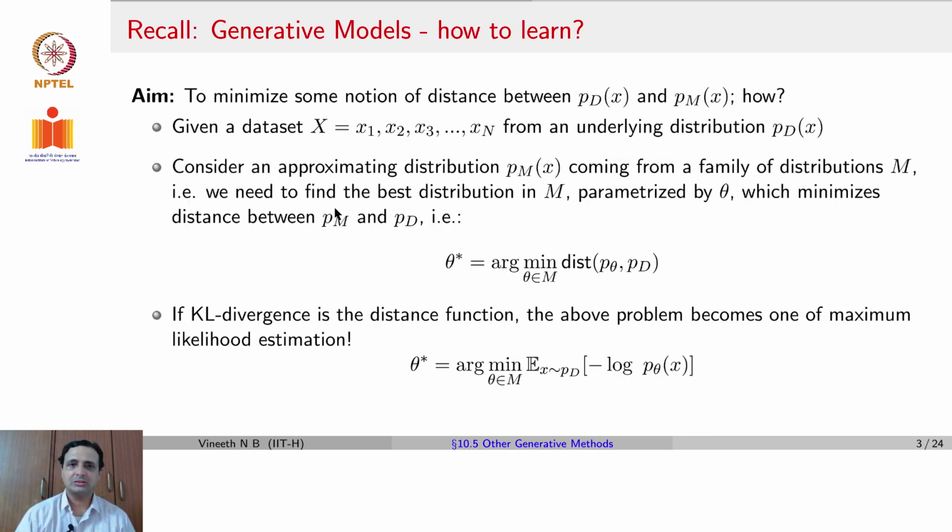Recall that in the first lecture for this week, we asked this question: if we had a data set of n data points coming from an underlying distribution p_D of x, we wanted to find a theta belonging to a family of distributions M in such a way that the distance between p theta and p_D is minimized by that choice of parameterization in M. And we also noted at that time that if the distance here was replaced by KL divergence, this turns out to become a maximum likelihood estimation problem, or minimizing the negative log likelihood. Why is this important?